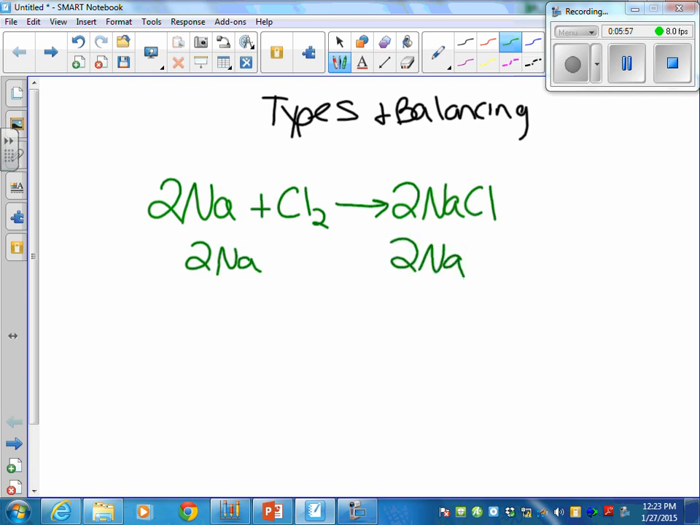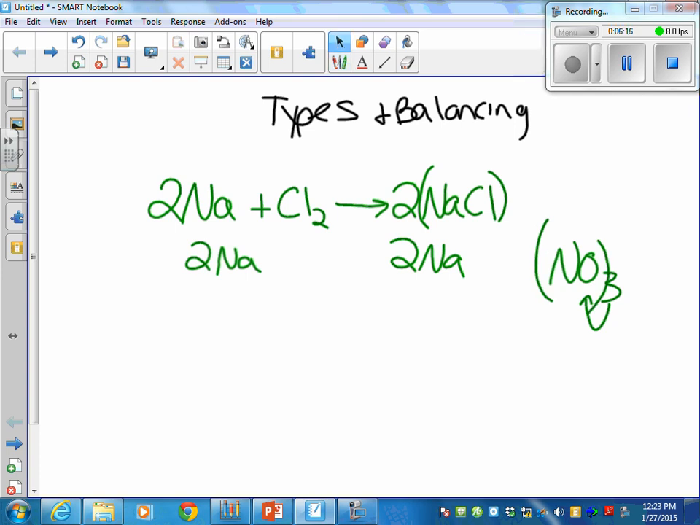Remember that it's like math. A big coefficient in front applies to everything after it. But if you have something like NO3, and there's no parentheses, this 3 applies only to the O and not the N. If it was in parentheses, then the 3 would apply to both.